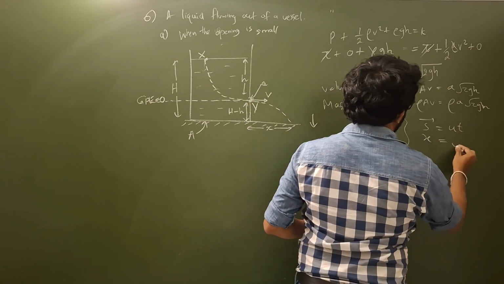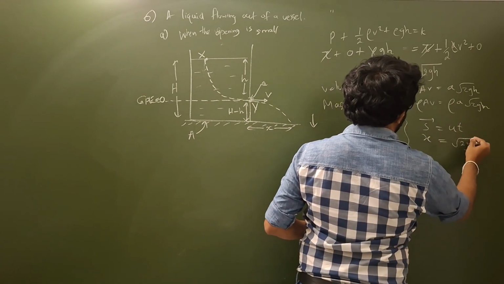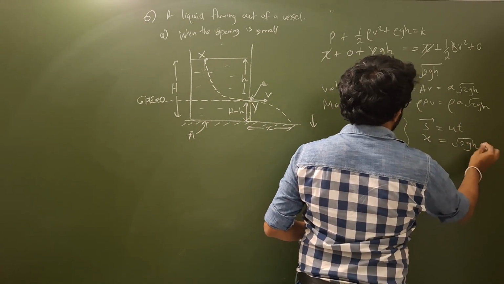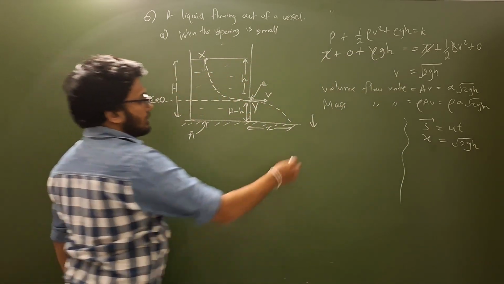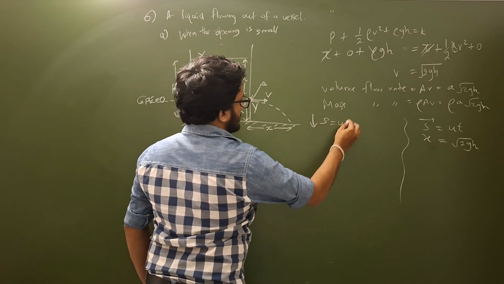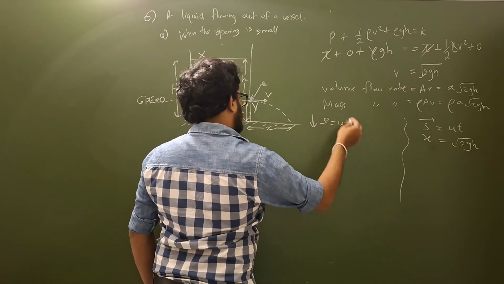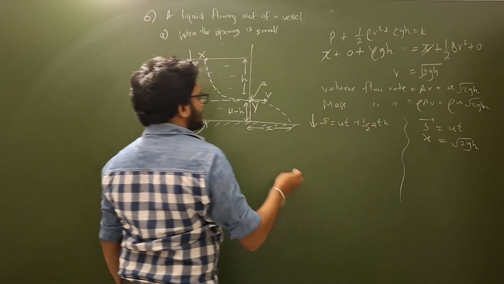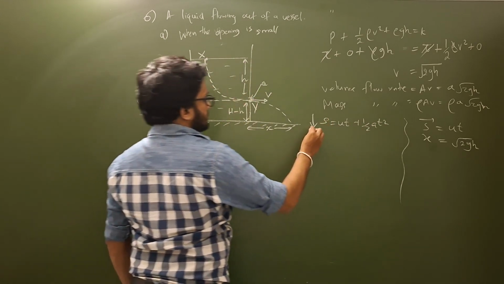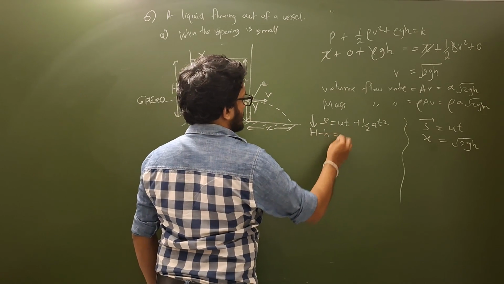So it is this velocity, square root of 2g, and time we don't know, so we have to first find the time. Let's apply s equal ut plus half at squared in the downward direction. This displacement is capital H minus simple h.